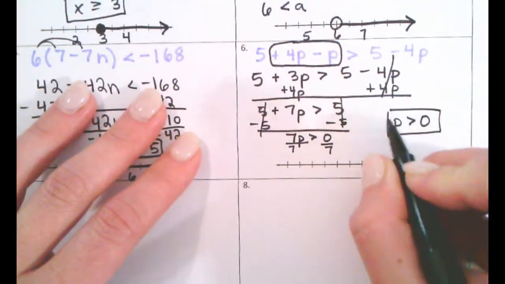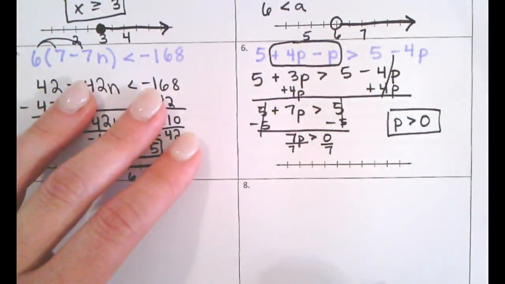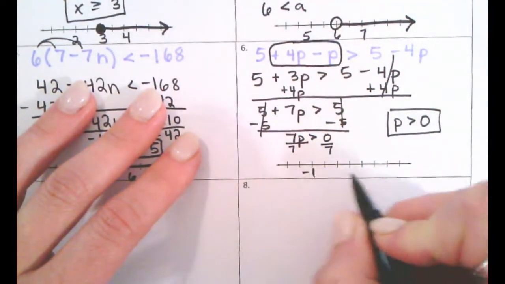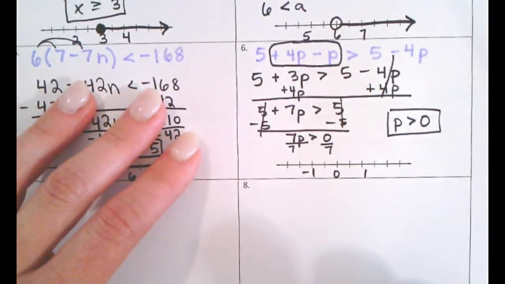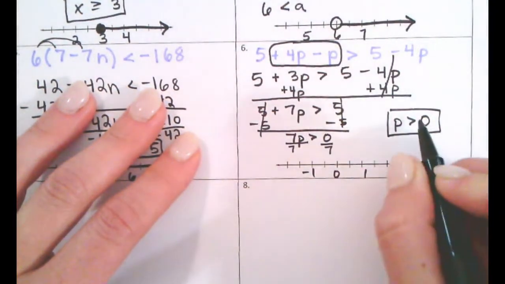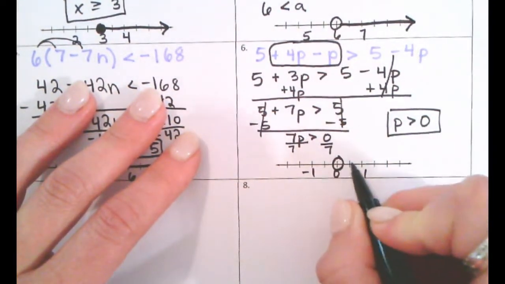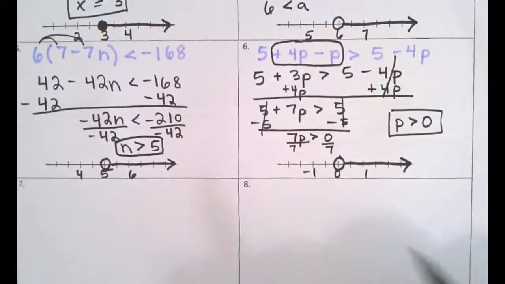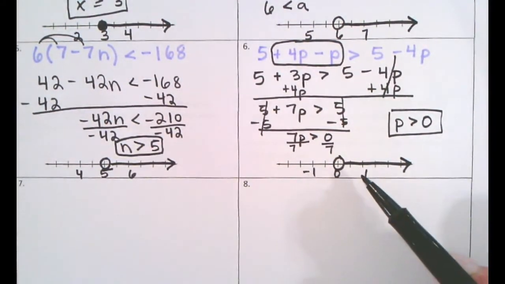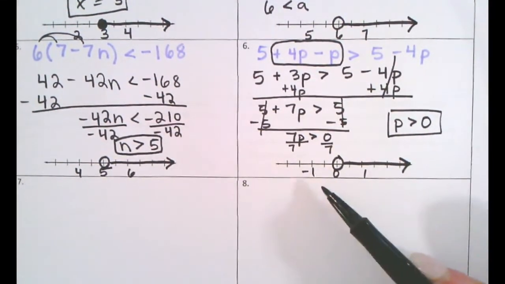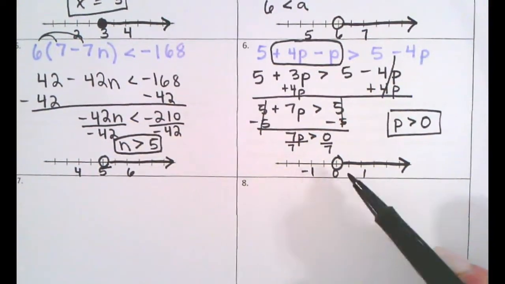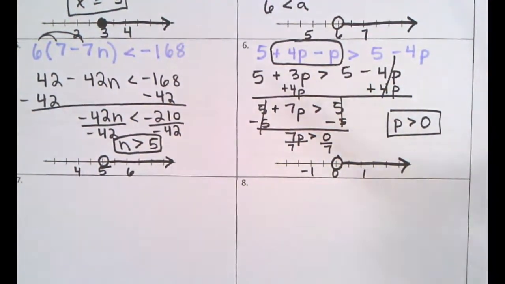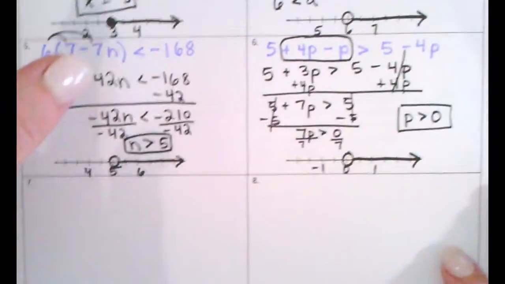Any number greater than 0 will work in this inequality. So I'm going to put negative 1, 0, and positive 1. Open circle on 0, and it's going to the right. You can choose any numbers on your number line, but since I want 3 numbers, I typically choose 2 numbers on either side of the middle number, or the number itself. All right, so let's move on to number 7.